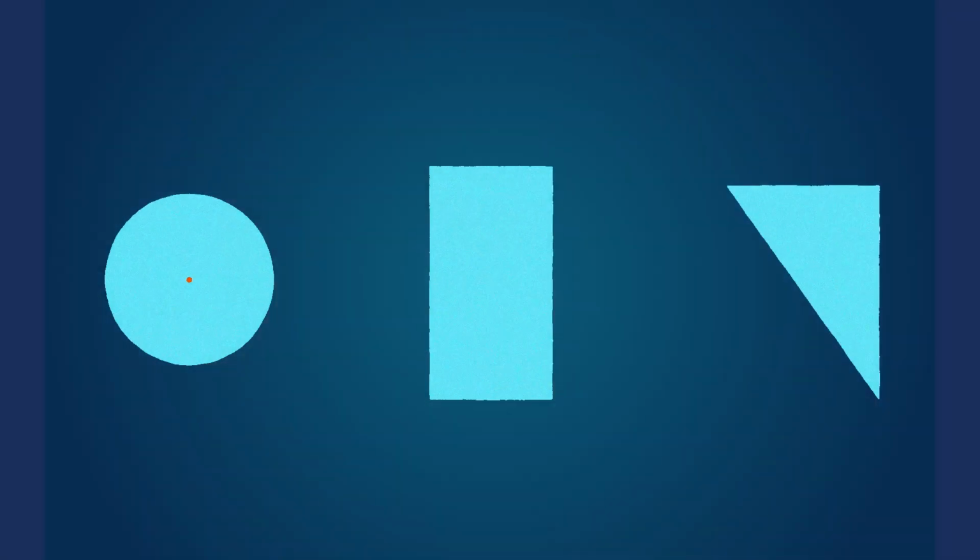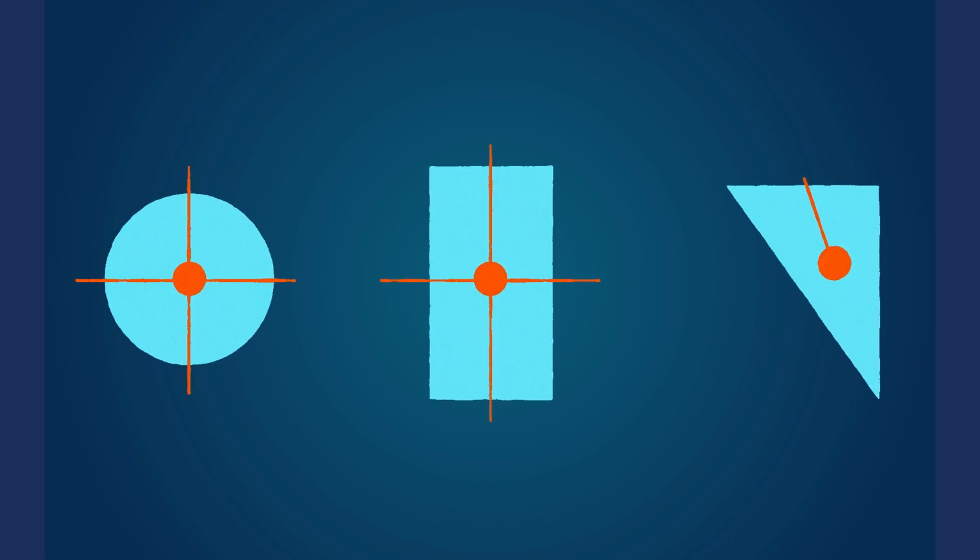For example, a circle's centroid is right in the middle of the circle. A rectangle's centroid is where the line that connects the midpoints of the top and bottom intersects the lines that connect the left and right sides. A triangle's centroid can be similarly found by drawing lines connecting each vertex to the midpoint of the opposite sides.